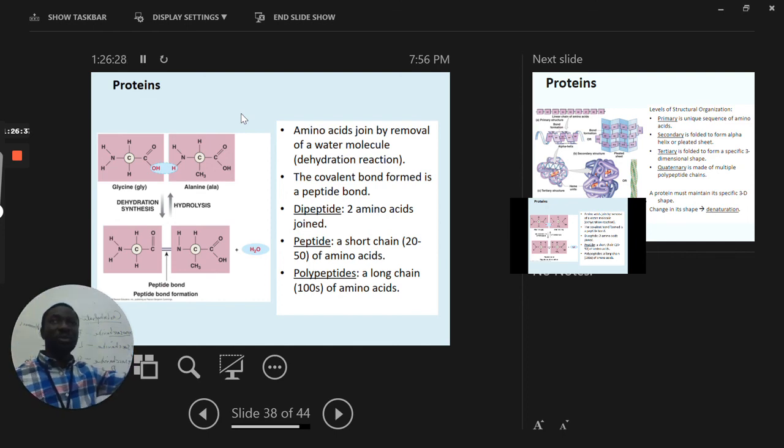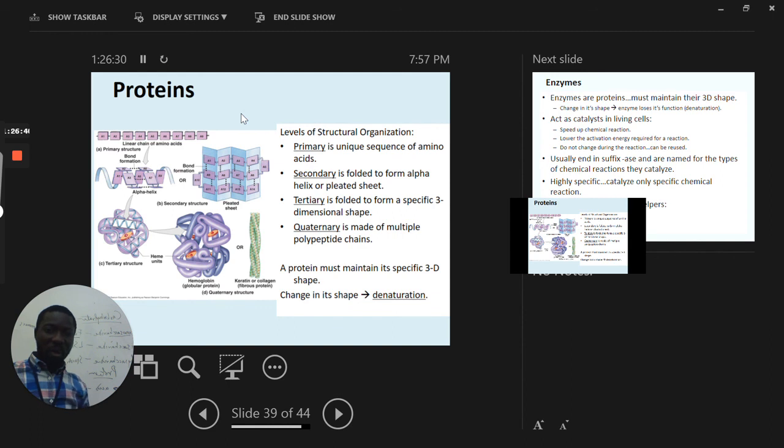So let's go. I've talked about primary protein and secondary protein last week. So you just read through again. Did you remember this word from last week?